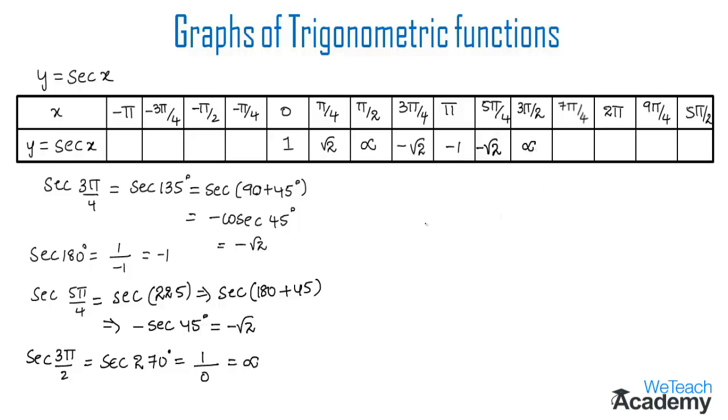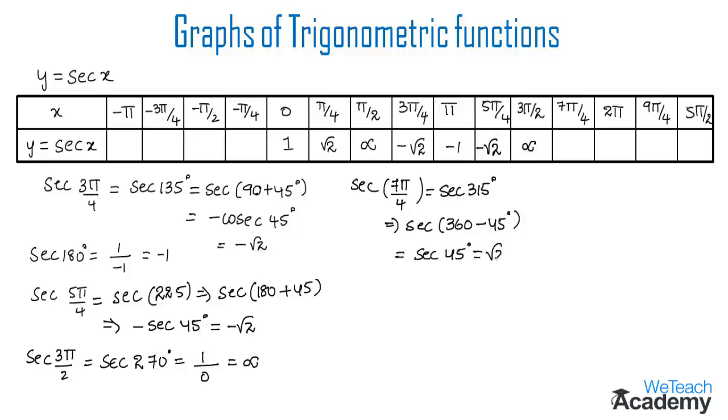So next radian, which is 7 pi by 4. So secant 7 pi by 4, which is equal to secant 315 degrees. So here we can write this in the form of secant 360 degrees minus 45 degrees. And now this is in the form of secant 360 minus theta, which is equal to secant theta. So here we get secant 45 degrees. And the value of secant 45 is root 2. So here we get root 2 as the value of y.